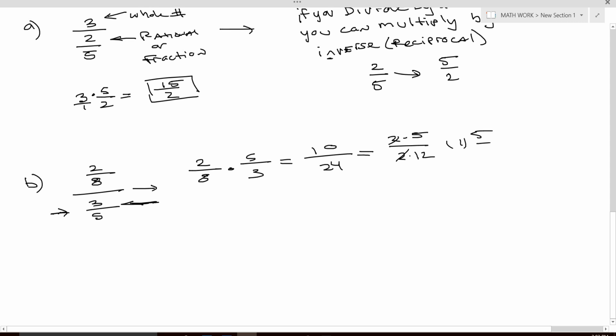I like to show that 1 sometimes because I want to really emphasize that this cancels out to 1, and 1 is assumed to be there. I always call it a chameleon. It just shows up out of nowhere. It's everywhere and nowhere at the same time, right? So 5/12 is our answer. Cool. All right. So 5/12.